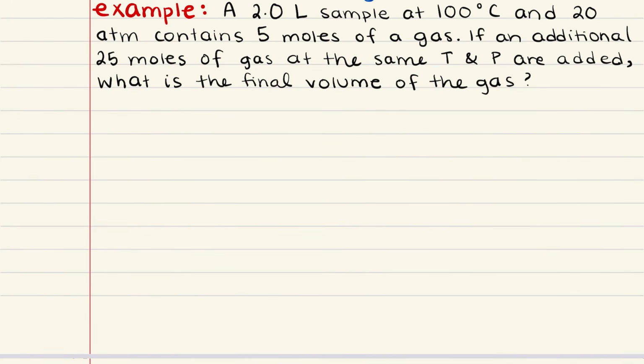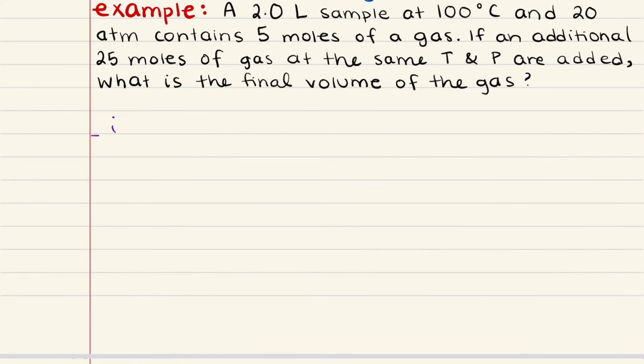This example says a 2-liter sample at 100 degrees Celsius and 20 atmospheres contains 5 moles of a gas. If an additional 25 moles of gas at the same temperature and pressure are added, what is the final volume of the gas? So it seems like we have an initial state and a final state for our system. Let's go ahead and write down what we know and what we're trying to figure out.